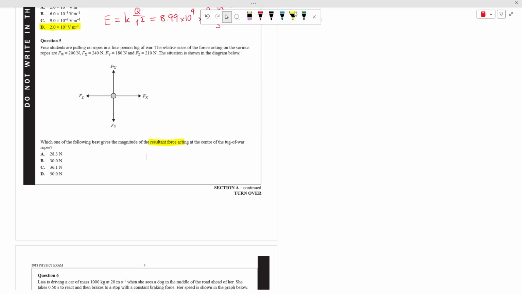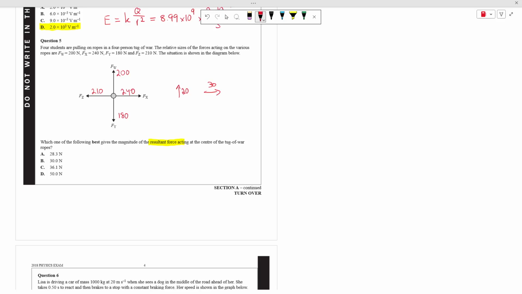So we're going to look at the forces vertically, look at the forces horizontally, and then sort of combine them vectorially for an end resultant force. So let's look at, I guess, the vertical forces here. So Fw and Fy. So Fw is 200, Fy is 180. So combining those 2 vertical forces, we'll get an upwards force of 20 newtons. The horizontal forces Fz, so 210, and Fx is 240. So combining those 2 forces, we'll get a rightwards force of magnitude 30 newtons.